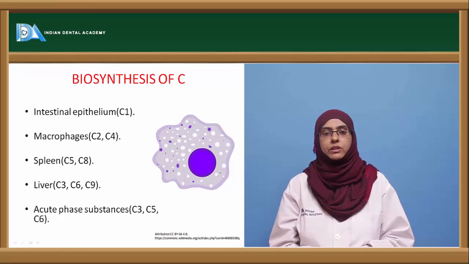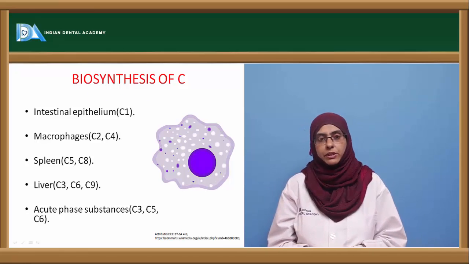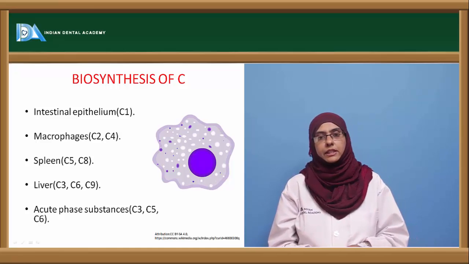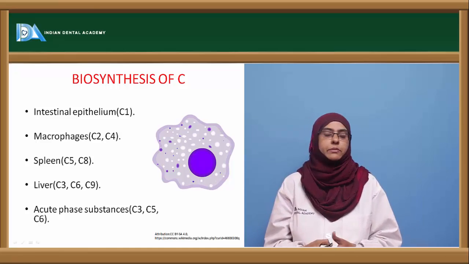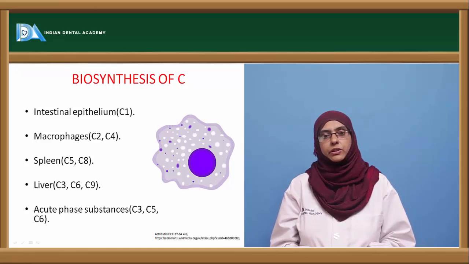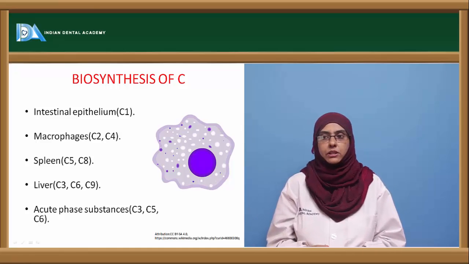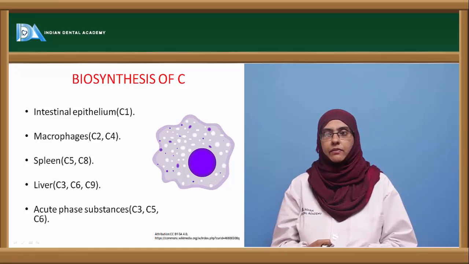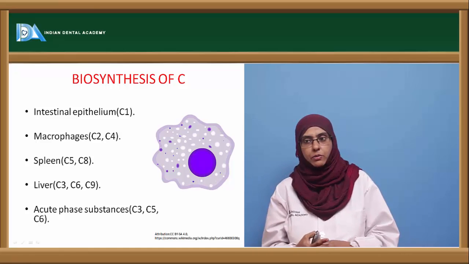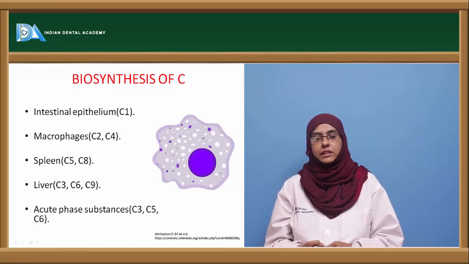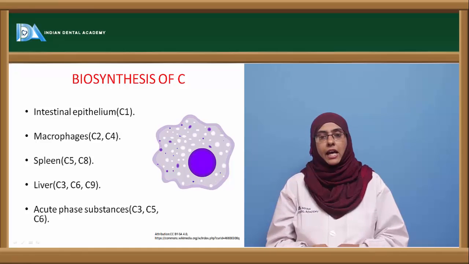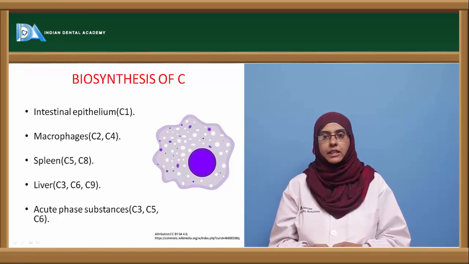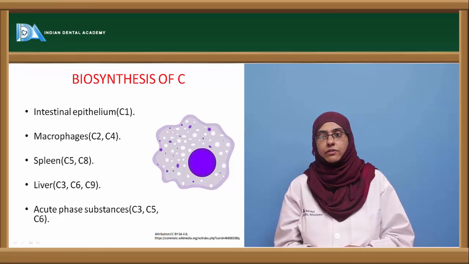How are these complement proteins synthesized and where are they synthesized? Mostly these complement proteins are of 20 different types. So different complement proteins are produced in different parts of the body. It is in the intestinal epithelium where you can see the production of C1 complement protein. In the macrophages, C2 and C4 are mostly synthesized, and in the spleen it is C5 and C8, and in the liver you can see the production of C3, C6, C9, and apart from these complement proteins, you also have the acute phase substances.